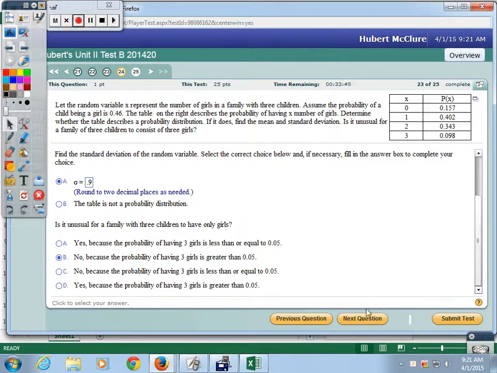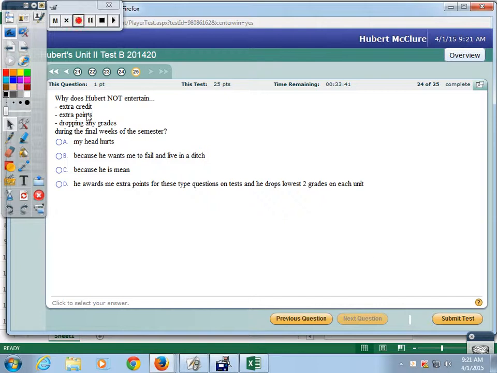Okay? So we answered those questions. Next. Why does Hubert not entertain extra points, extra credit, and dropping any grades the last week of the semester? Because he's awarded extra points like these on the test, and he drops the lowest 2 on each unit. And submit test.